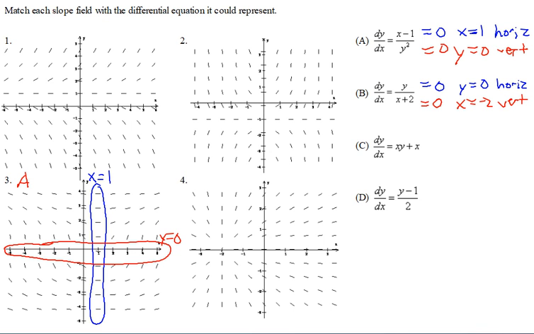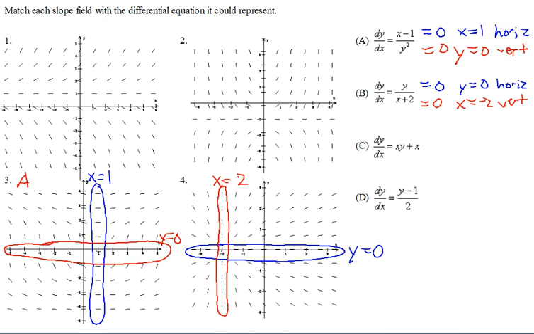So when you have y equals 0 horizontal, you can look at this one where y equals 0. Those don't look horizontal there. And this one, y equals 0, don't look horizontal. This one they do. And then x equals -2 vertical. Those look vertical there, so this would match up with that. There's y equals 0 horizontal, and x equals -2, we've got vertical ones. Okay, so this one matches up with B.